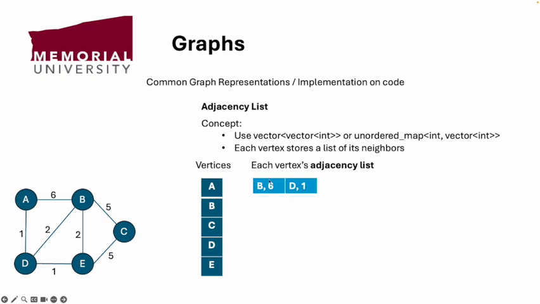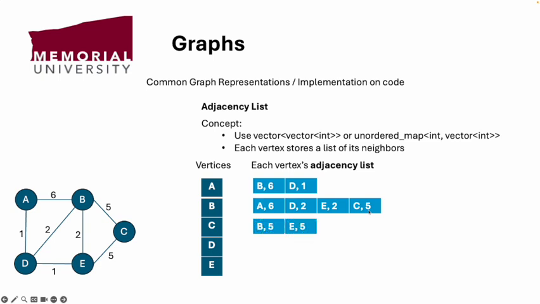So this part is the list of neighbors. For B, we can find they have A, D, E, and C. So in this case, we can make this list and add the corresponding weights. B to A has weight 6. B to D has weight 2. B to E has weight 2 as well. B to C has weight 5.